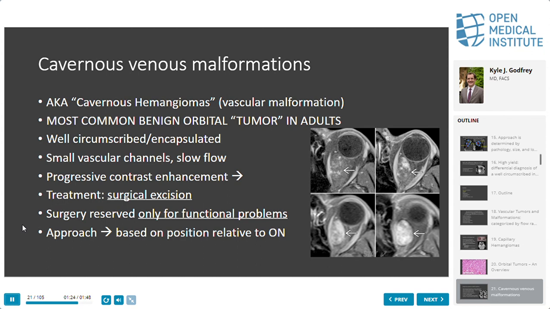So if they're pushing on the nerve and producing an optic neuropathy, displacing the eye and causing double vision, or pushing the eye so far forward that the patient develops exposure keratopathy, those are the times you may intervene and try to remove these. And then the approach, as we went through, is determined based on the position relative to the optic nerve. You never want to reach across the optic nerve. You're always taking an approach that gets you directly there and allows you to leave the optic nerve alone.